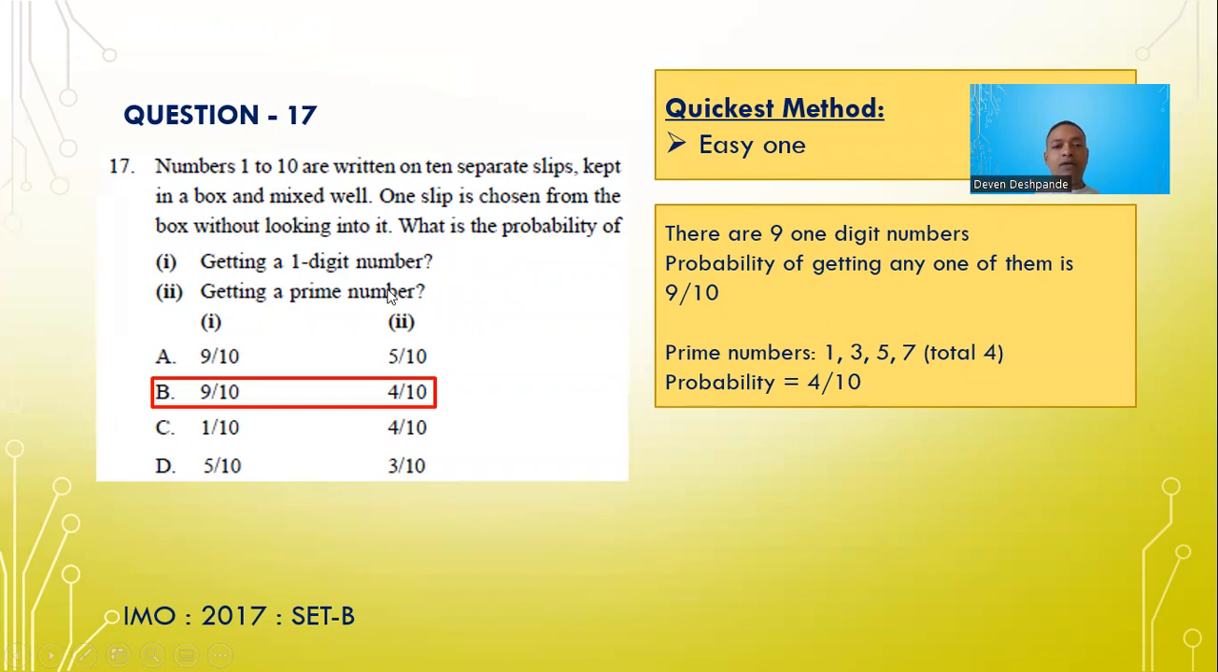And the probability of getting prime numbers. How many prime numbers? 1, 3, 5, and 7. There are a total of 4 prime numbers. What is the probability of getting a prime number out of 10? 4 out of 10. So the probability is 4 out of 10.